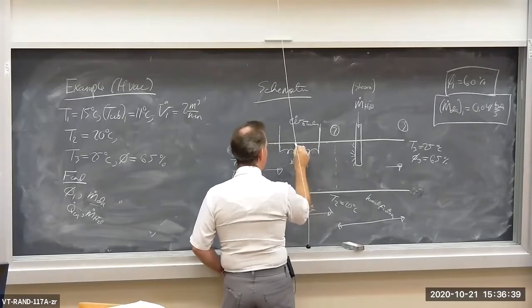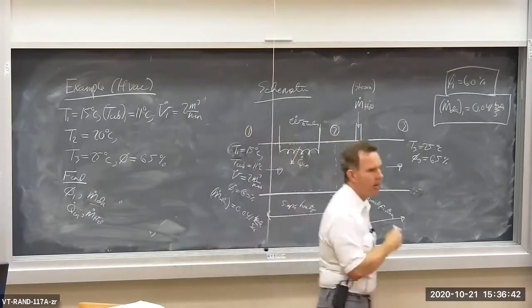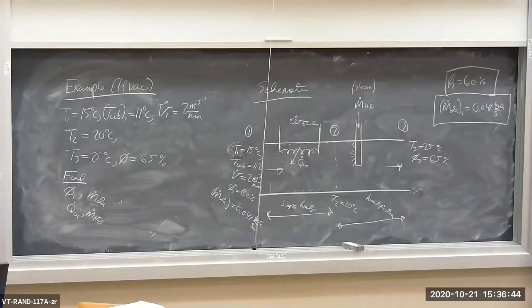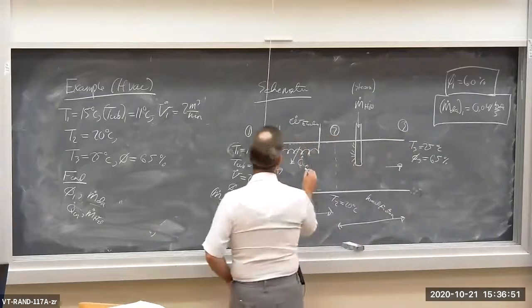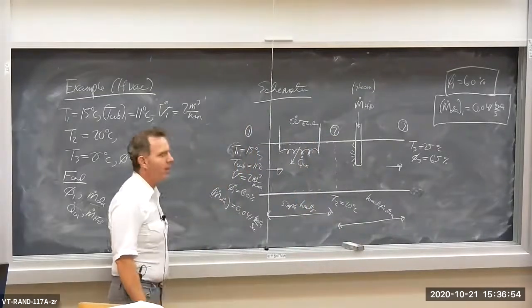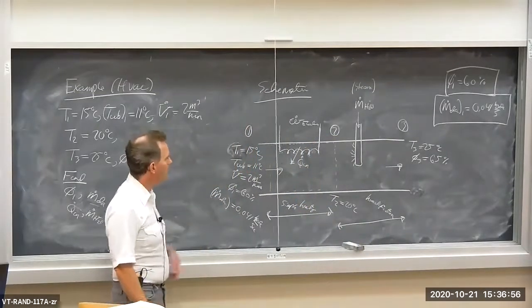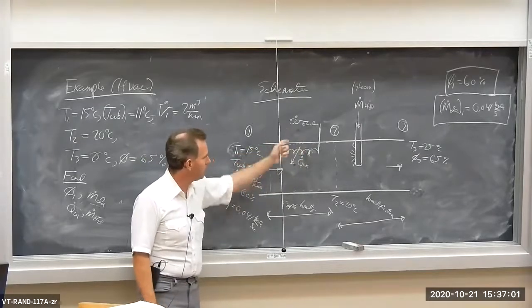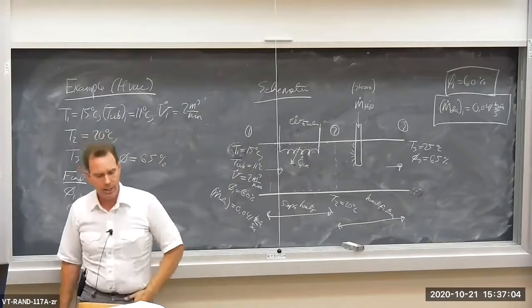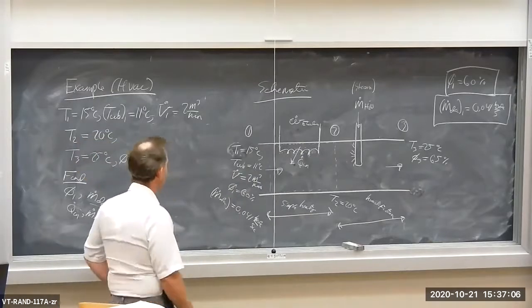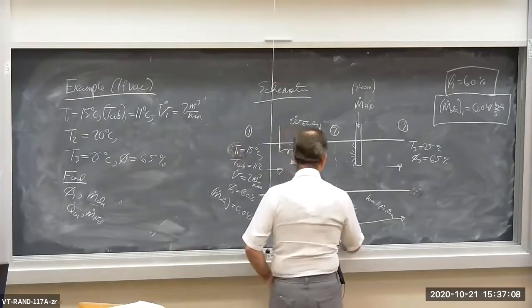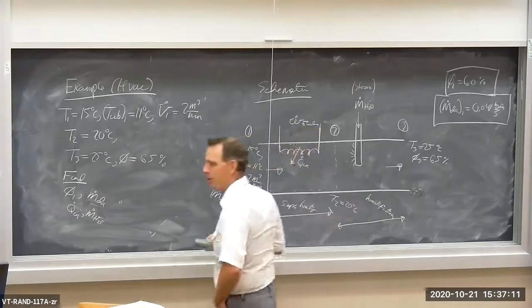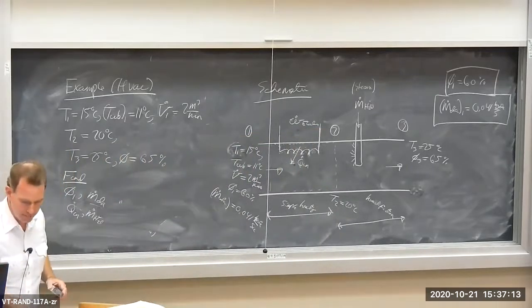Why? Because if I include the wires, it'll be a work interaction, W dot electric. W dot electric is equal to Q dot electric, Q dot from the electric coils. But I want to immediately go to the heat transfer rate. So I'm going to exclude the wires, and this becomes a heat interaction instead of a work interaction.